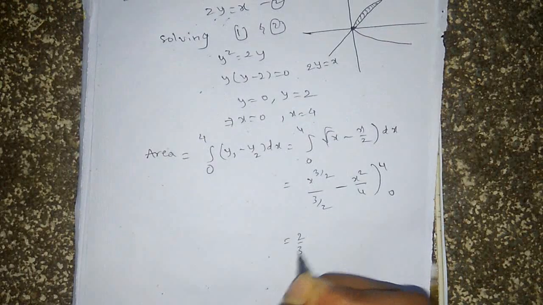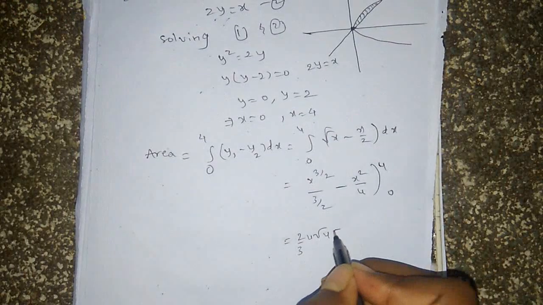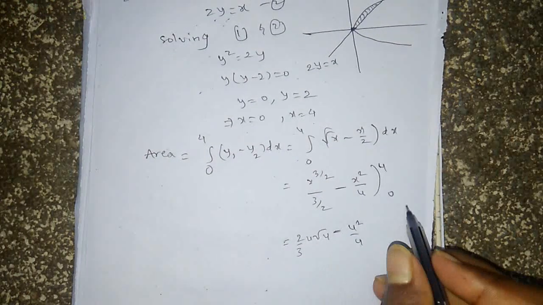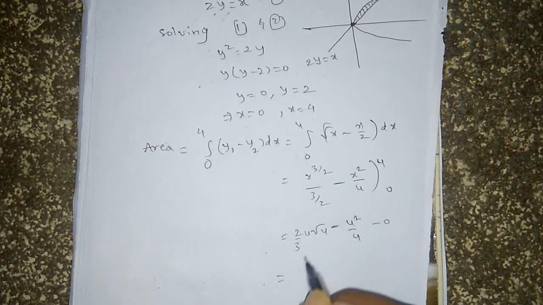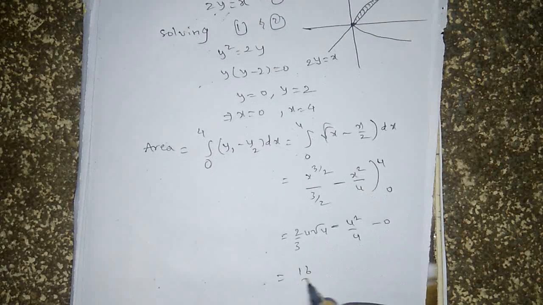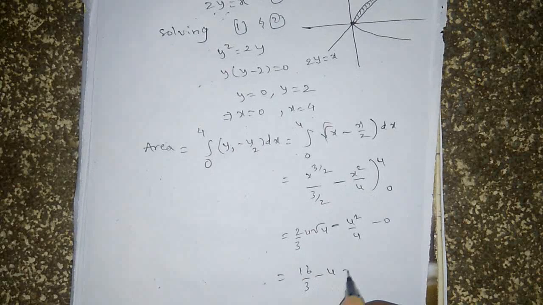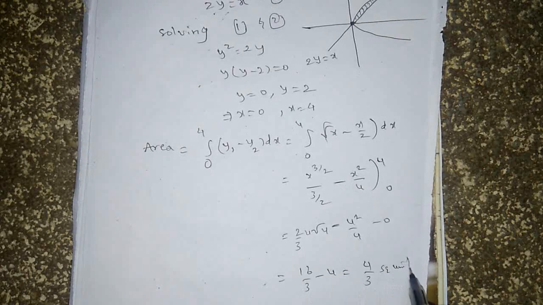So this is 2 by 3 into 4 root 4 minus 4 square by 4 minus 0. 4 root 4 is 8, so 16 by 3 minus 4. 3 4s are 12, 16 minus 12 is 4 by 3 square units, the required area.